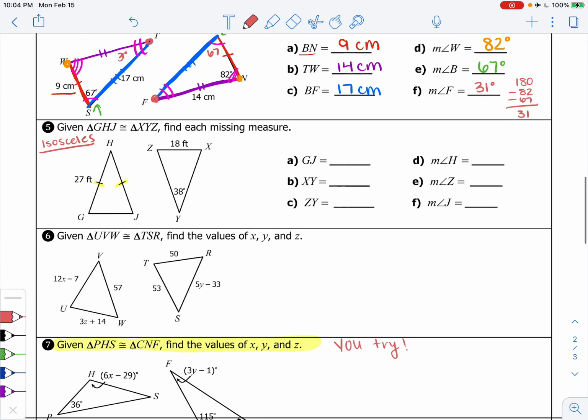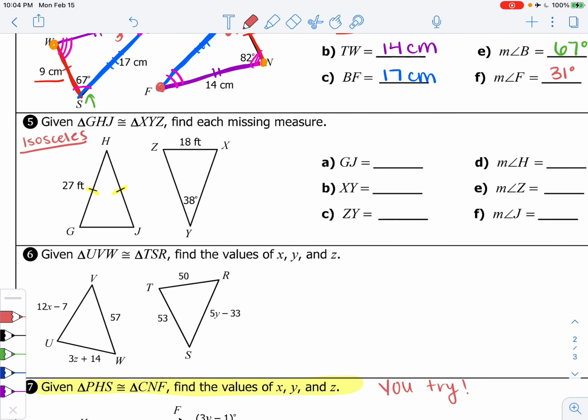But we're going to match up those corresponding lines. So the first thing I'm looking for is GJ. So G is the first letter, J is the last letter. So it corresponds with XZ. So we've got G, J, and XZ. Since XZ is 18 feet, I know GJ must also be 18 feet. All right, the next one, I'm looking for XY. XY goes from the first letter to the middle. So in the other triangle, it goes from G to H. So GH and XY are congruent, and therefore XY is 27 feet.